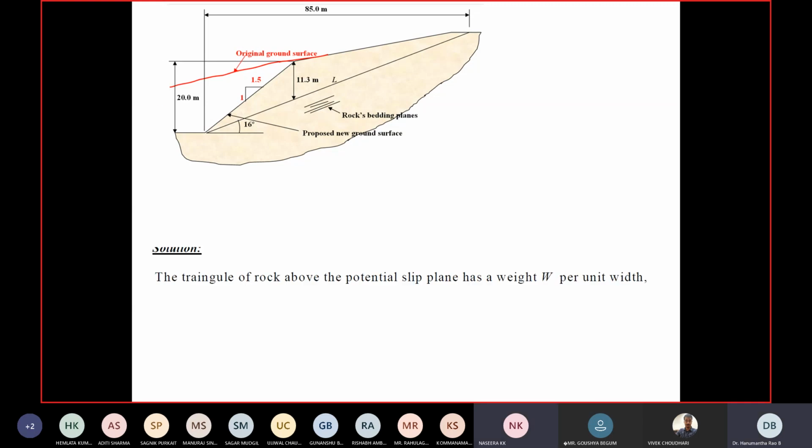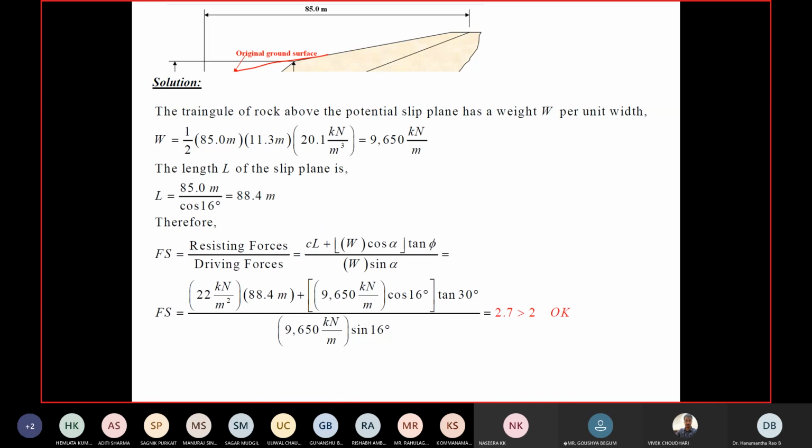Okay, sir. Do we expect something else? No, sir. Actually, I was confused with the weight calculation. The triangle should be half into 88 into 11.3. That was my confusion. Yes, you can also consider half into 88. There is no problem. No issue.